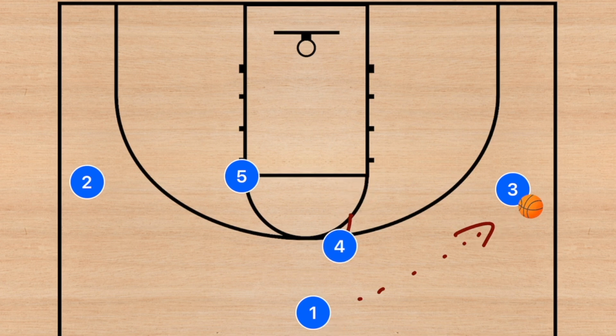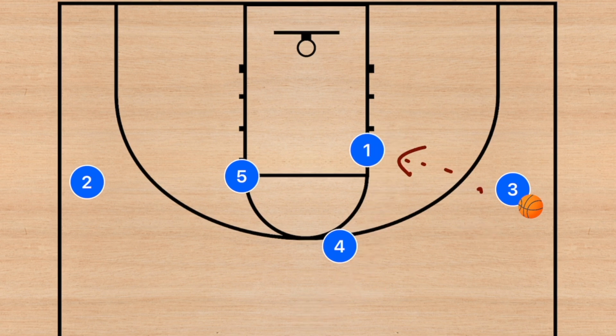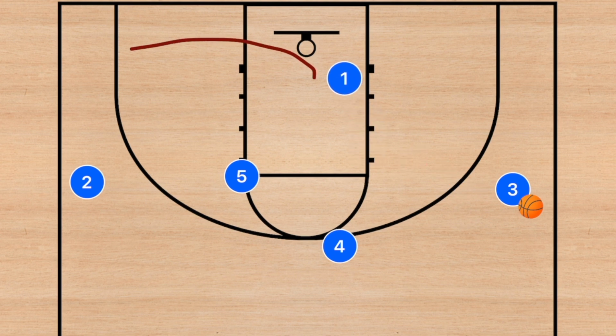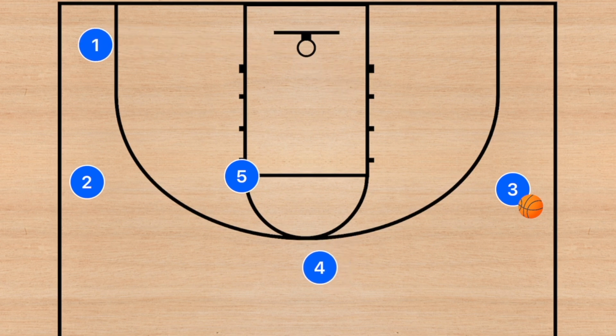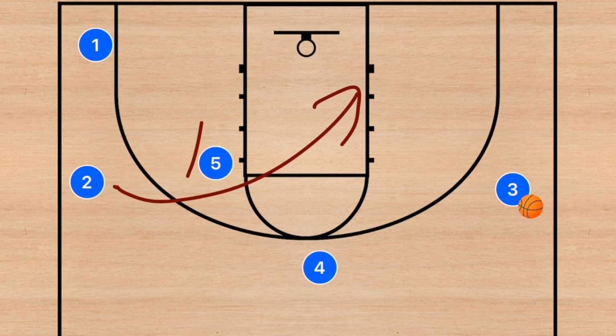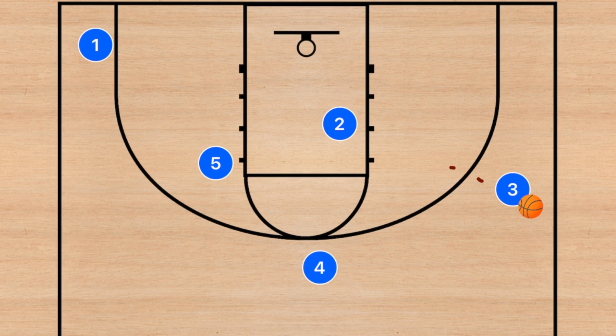Now we're going to have player 4 set the back screen on player 1. And when player 1 is cutting to the basket, this may be an open layup. So, of course, that's our first option. If he's not open after he cuts, he is going to then clear out to the opposite side. Player 4 is going to be staying at the point. And now player 5 is going to set the back screen on player 2's man. And player 2 is going to then cut to the basket. This is going to be our second main option. If player 2 is open, he's going to get that layup.